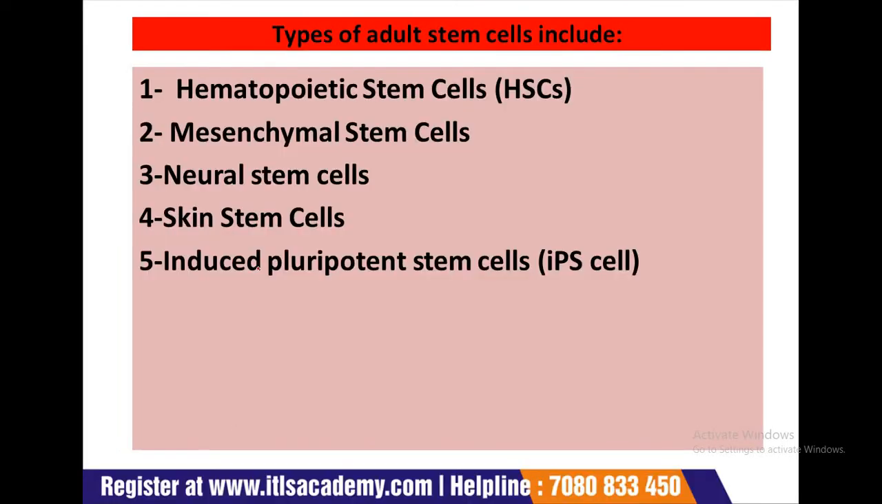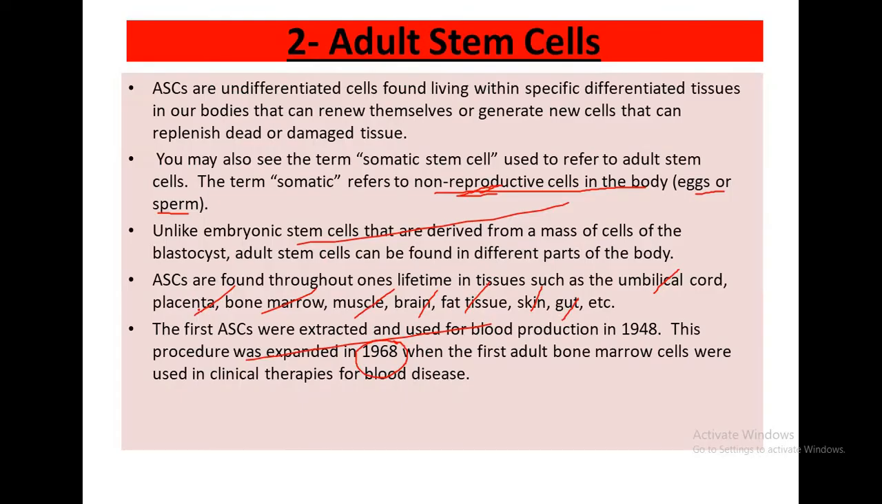First one is the hematopoietic stem cells, second one is the mesenchymal, third one is the neural, fourth one is the skin, and the next and last one is the induced pluripotent stem cells. Types of adult stem cells are only 4 types. First one is the hematopoietic, second one is the mesenchymal stem cell, third one is the neural stem cells, and fourth one is the skin stem cell. Induced pluripotent stem cells are the type of only stem cells. We have already discussed this in the previous slide.